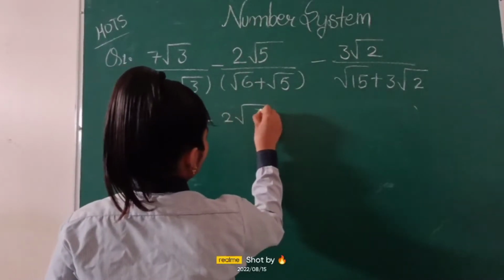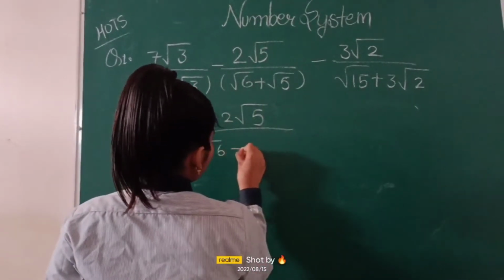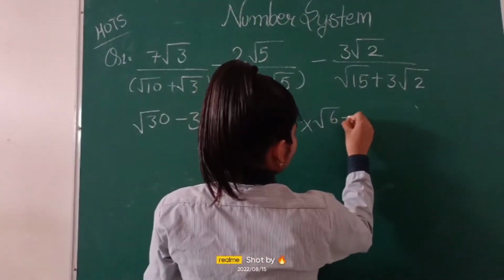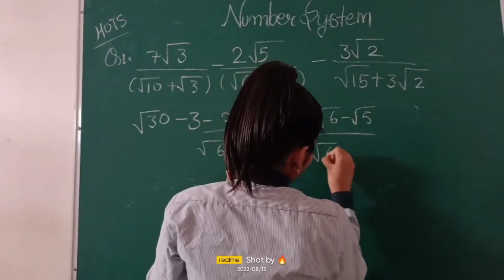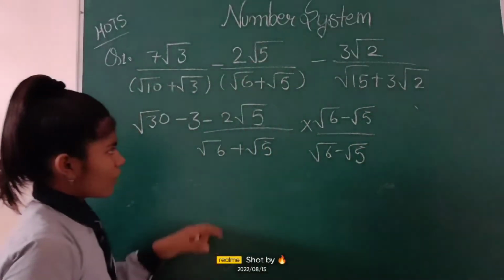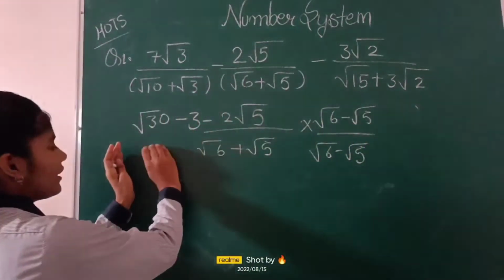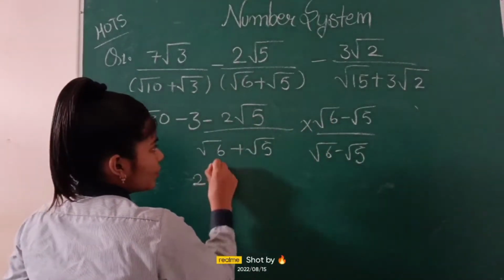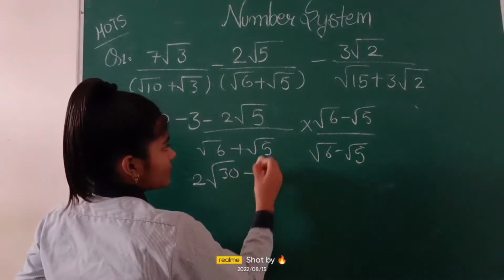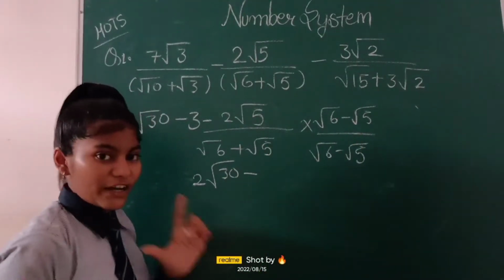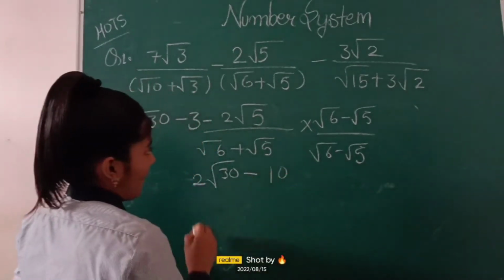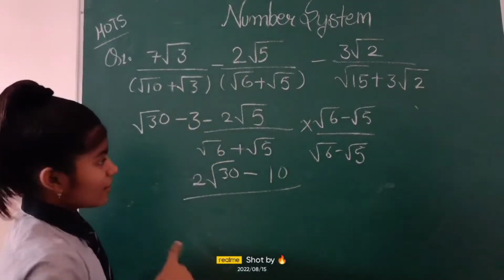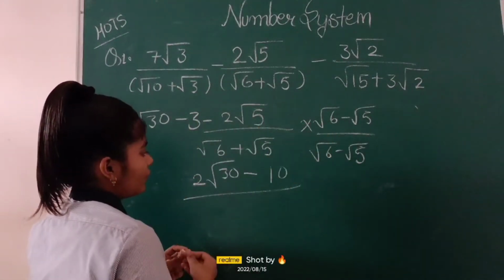Minus 2 under root 5 upon under root 6 plus under root 5. Now you know, rationalize these terms into under root 6 minus under root 5 upon under root 6 minus under root 5. I am just solving this part only, because after that we will solve this. So firstly this part, multiply these terms. 2 under root 30 minus 2 under root 5 into under root 5 is 5. 5 into 2 is 10. So 10 by. Now if you see this, here is minus, so minus into minus you will get plus here.